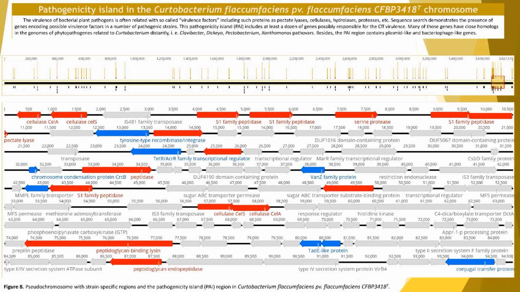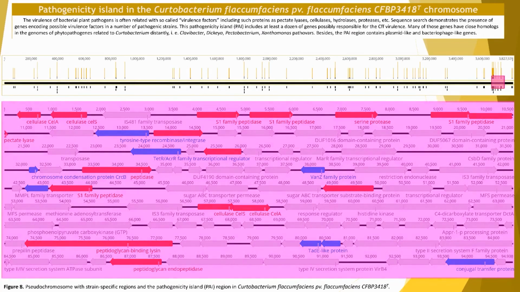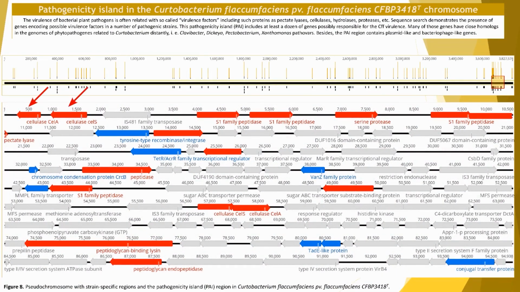The sequences specific for the pathovar flaccumfaciens of Curtobacterium flaccumfaciens point to the genome region containing the genes which can be responsible for the CFF virulence. Many of those genes have close homologs in the genomes of phytopathogens distantly related to Curtobacterium, for example Clavibacter, Dickeya, Pectobacterium, Xanthomonas pathovars. Most of the supposed virulence genes were absent in non-pathogenic Curtobacterium strains.